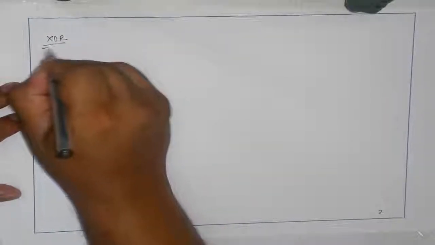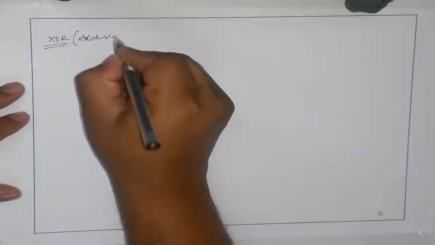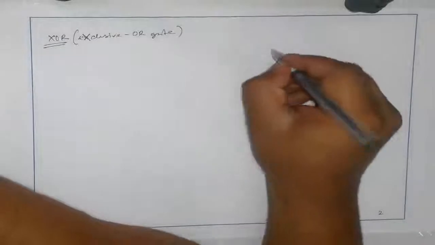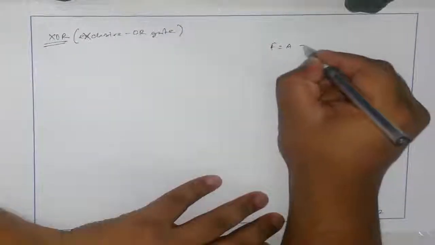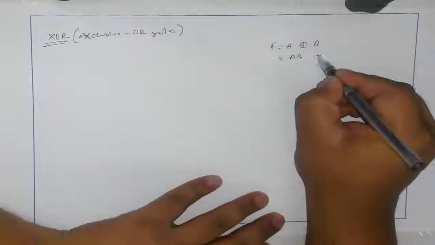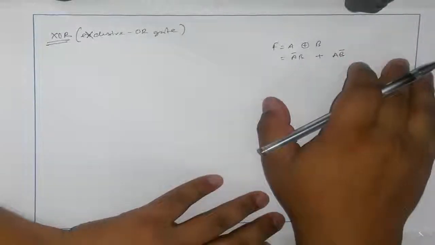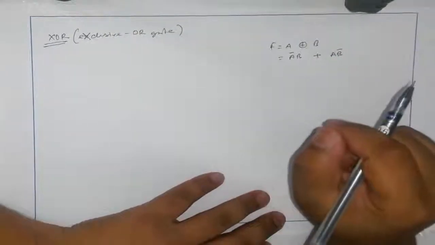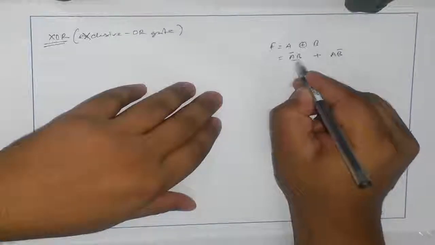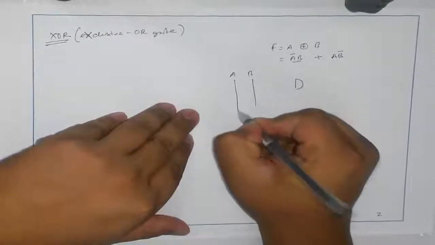XOR gate, which is also known as exclusive OR. It's actually based on several gates. So first I'm going to write a formula. If A and B are inputs to the XOR gate, then it should look like this. This one is actually the XOR gate representation. So if you take an AND gate, and NOT it, and you have A and B both as inputs, you have something like this.